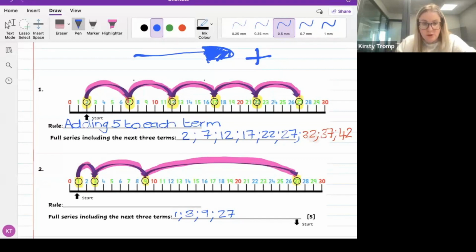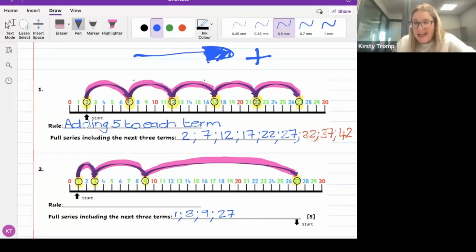Okay, so we need to find out what is happening here. All right, how do we get from 1 to 3? Well, to get from 1 to 3, we could add 2. So if we were adding, we could add 2, but then 3 plus 2 would give me 5, and I've got 9 here, so that doesn't work.